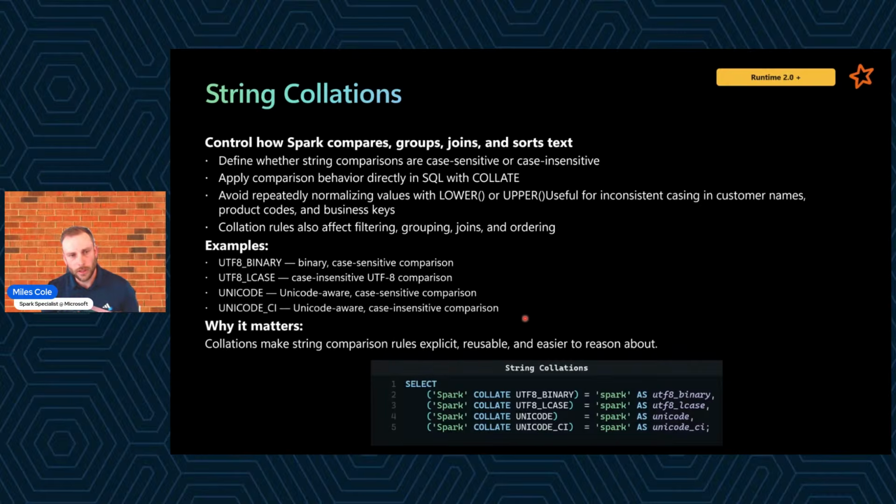Now with string collations supported out of the box, you can simply use them to do some data normalization as you're performing joins, equality matches, and things like that. There are many different collations supported, but this code example just showed a few of these.